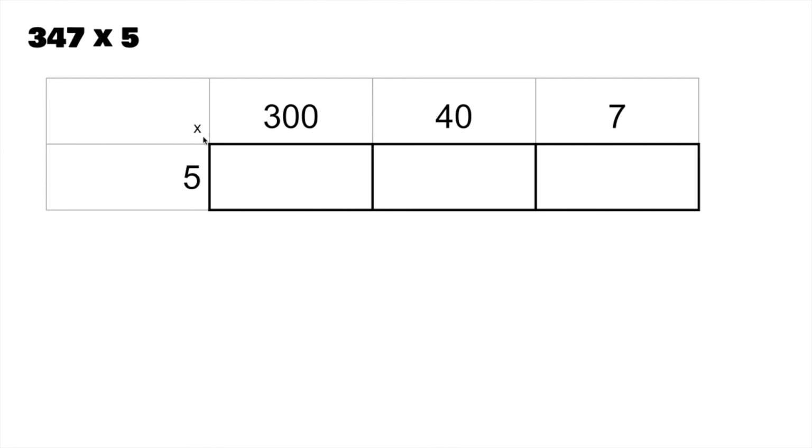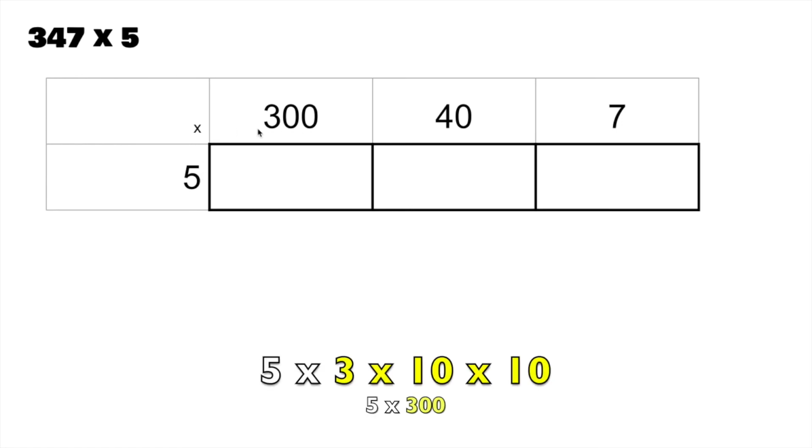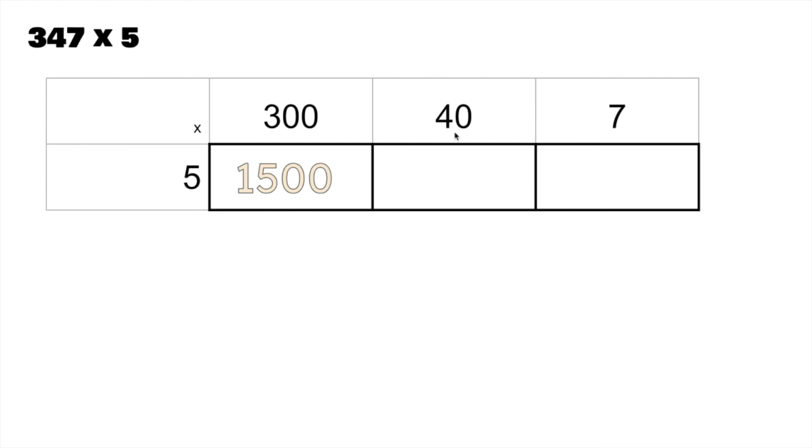It's time to multiply. 300 is 3 times 10 times 10. I'm going to do 5 times 3, which is 15, times 10, which is 150, times 10, which is 1,500. I'll get the comma later. 40 is the same thing as 4 times 10. So 5 times 4 is 20, times 10, 200. 5 times 7, that's just 35. 500 plus 200, that's 700. 1,700, 1,735. Ooh, go me. Ladies and gentlemen, give it up for the box method.